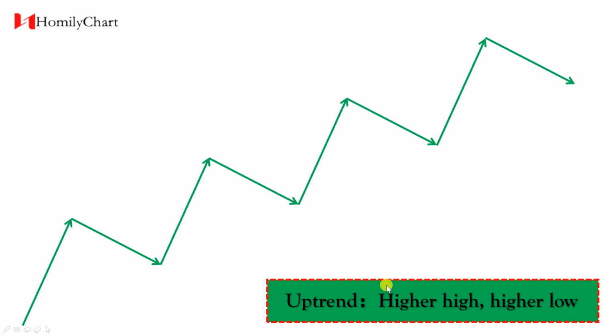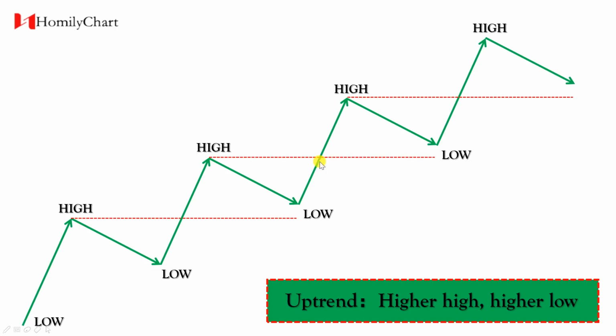First, let's learn uptrend. Uptrend is higher high, higher high, higher high, and higher low, higher low, higher low. This is called uptrend, higher high and higher low. And the standard uptrend requires current low higher than previous high. If current low breaks down previous high, that means the uptrend is unstable.